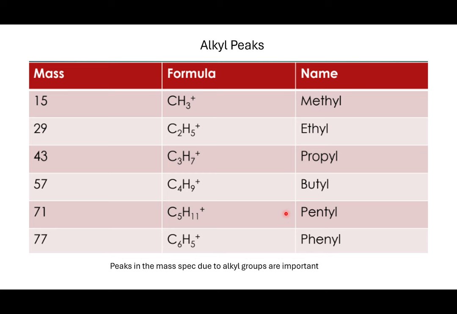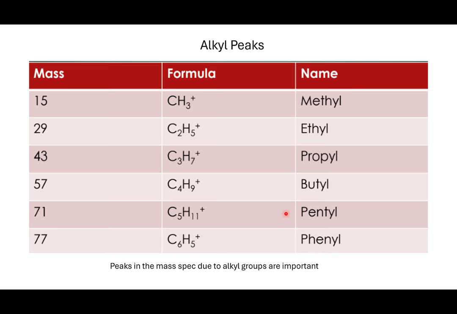If you see an organic compound that is an alkane, alkene, whatever it is, and you see a peak at 15, you must remember that it's a methyl ion. If you see a peak at 57, best believe that it's a butyl peak. So memorizing these things can help you figure out what ions are present at the different peaks. That's why they're really important.